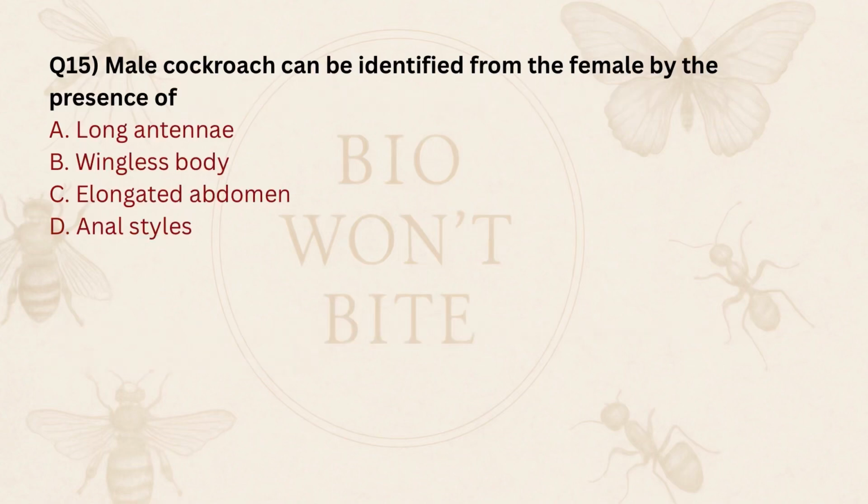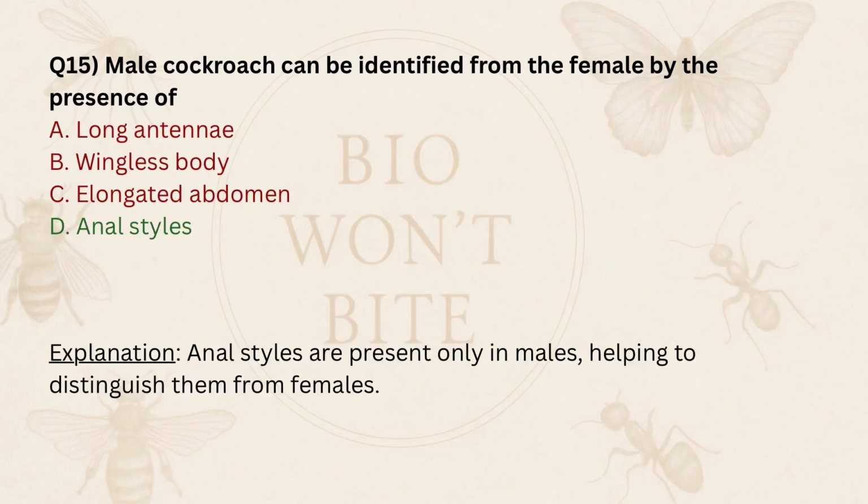Male cockroach can be identified from the female by the presence of. Option D, anal styles is the correct answer. Anal styles are small conical projections near the end of abdomen found only in males. These are useful external markers to distinguish males from females during identification.